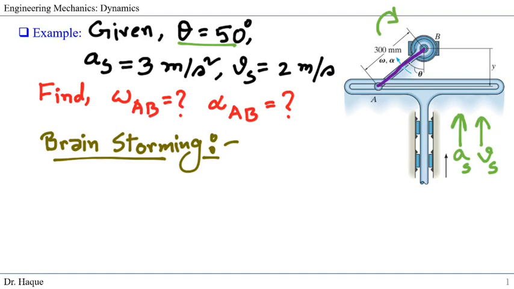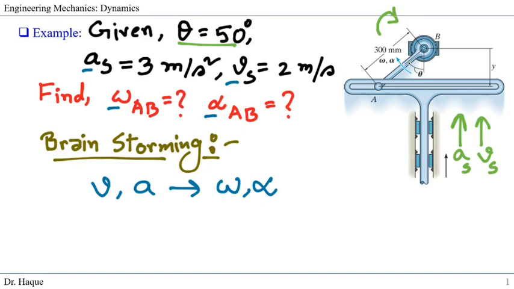So before we start solving the problem, let's do brainstorming. This problem involves translation and rotation. The acceleration and velocity is given. We're looking for angular velocity and angular acceleration. So the first thought could be how we can connect the velocity and acceleration to angular velocity and angular acceleration. We need to find a relationship between rectilinear position coordinate and angular position coordinate so that we can begin from there.